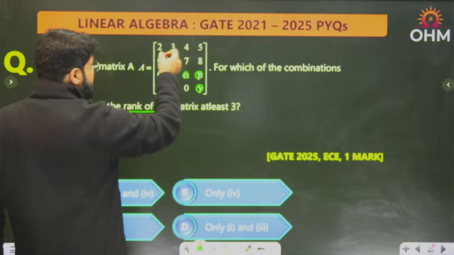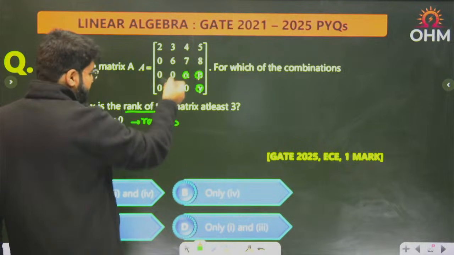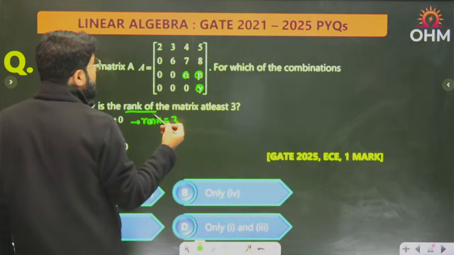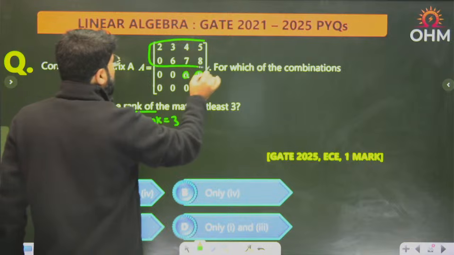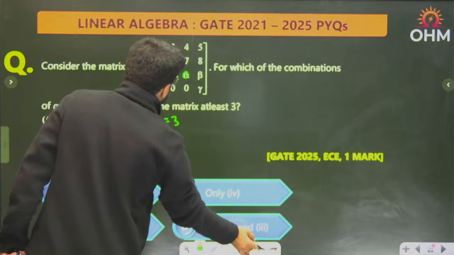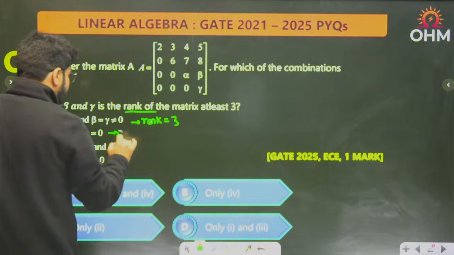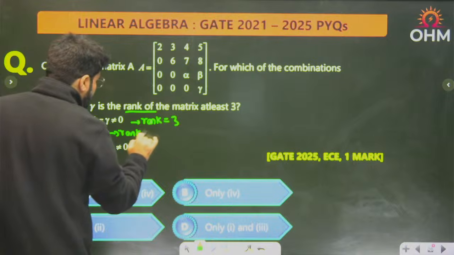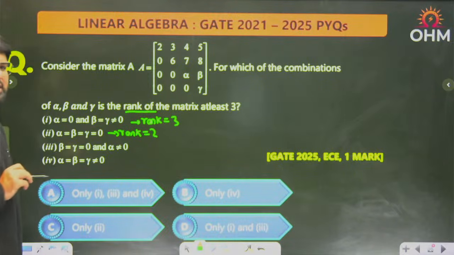Number of starting zeros 0, 1, 4, 4. Anyways, there cannot be more than 4 zeros. How many non-zero rows now? Only 2 non-zero rows. So rank will be 2 here, and that is what I don't want. I want the condition where rank is at least 3.